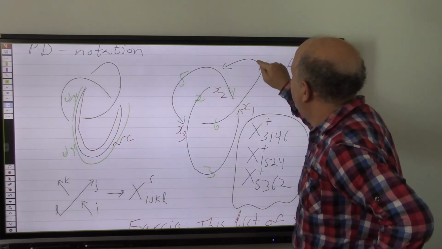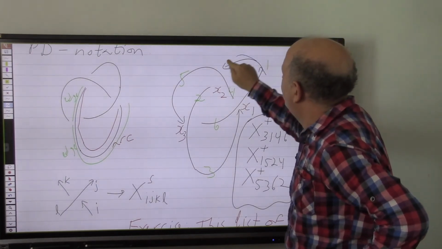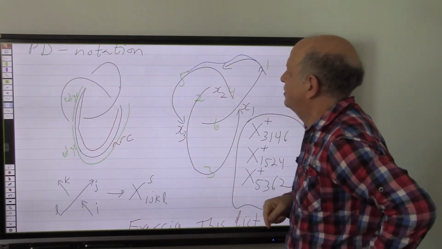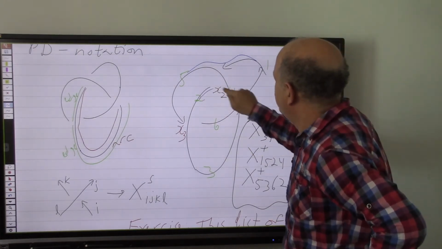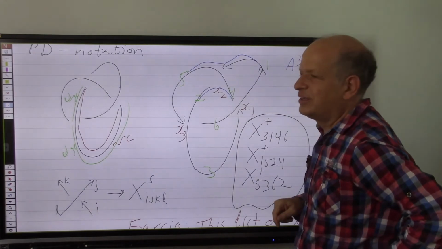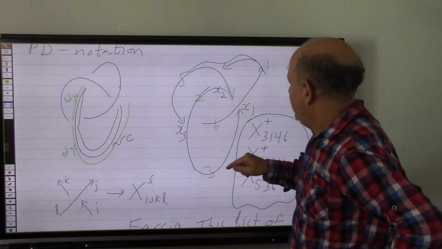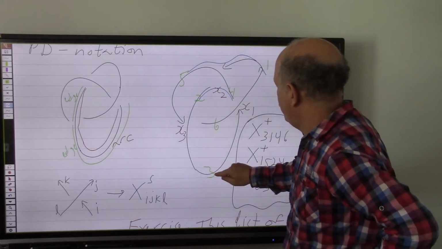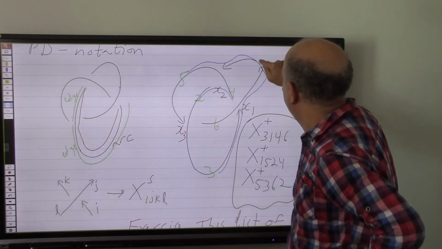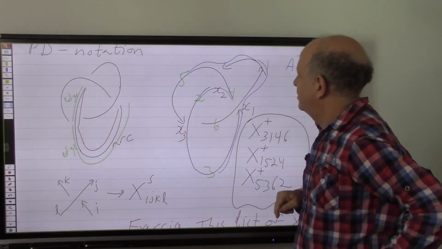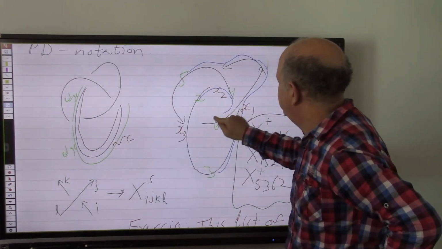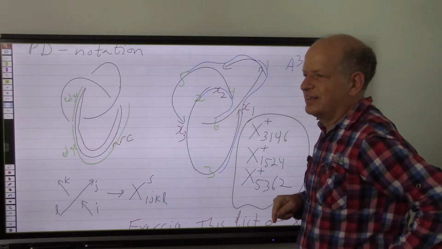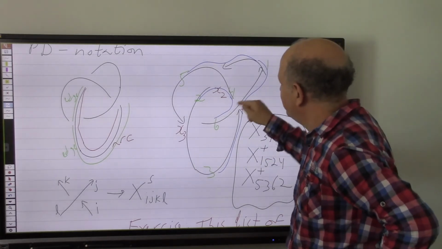1/5. So I have an edge from 1 to 5, yes? Yes, and then 2/4. So I have an edge from 2 to 4. 3/1, so I have an edge from 3 to 1. 4/6. I have an edge from 4 to 6, yes? Sorry, a vertex between 4 and 6, you're right.